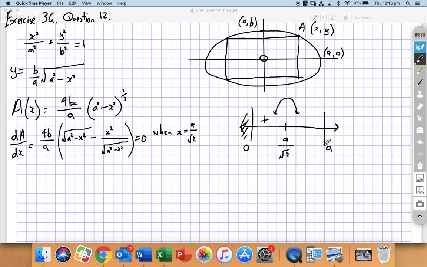Now, if I go all the way out to a to try and test if that's negative, things are going to go pear-shaped, because down here I'm going to be dividing by 0, which is not allowed, right?